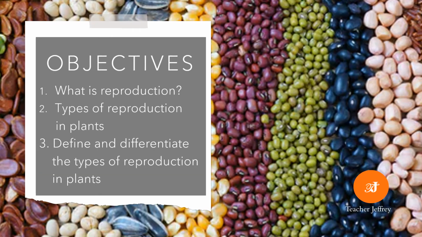Our objectives for today's lesson are the following. 1. What is reproduction? 2. Types of reproduction in plants. 3. Define and differentiate the types of reproduction in plants.